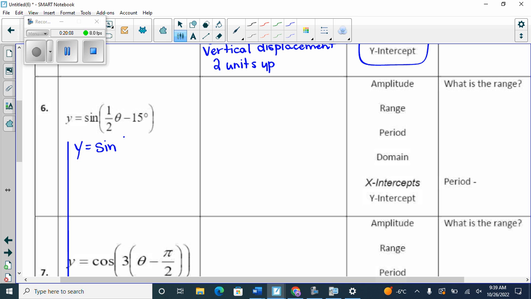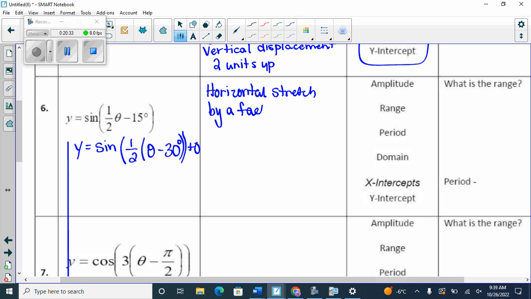So when we take a half out, that's like doing what? Multiplying by 2. So we are going to make this be 30 degrees. So we get no vertical stretch. We have a horizontal stretch by a factor of 2. Look at this. Just meshes together.